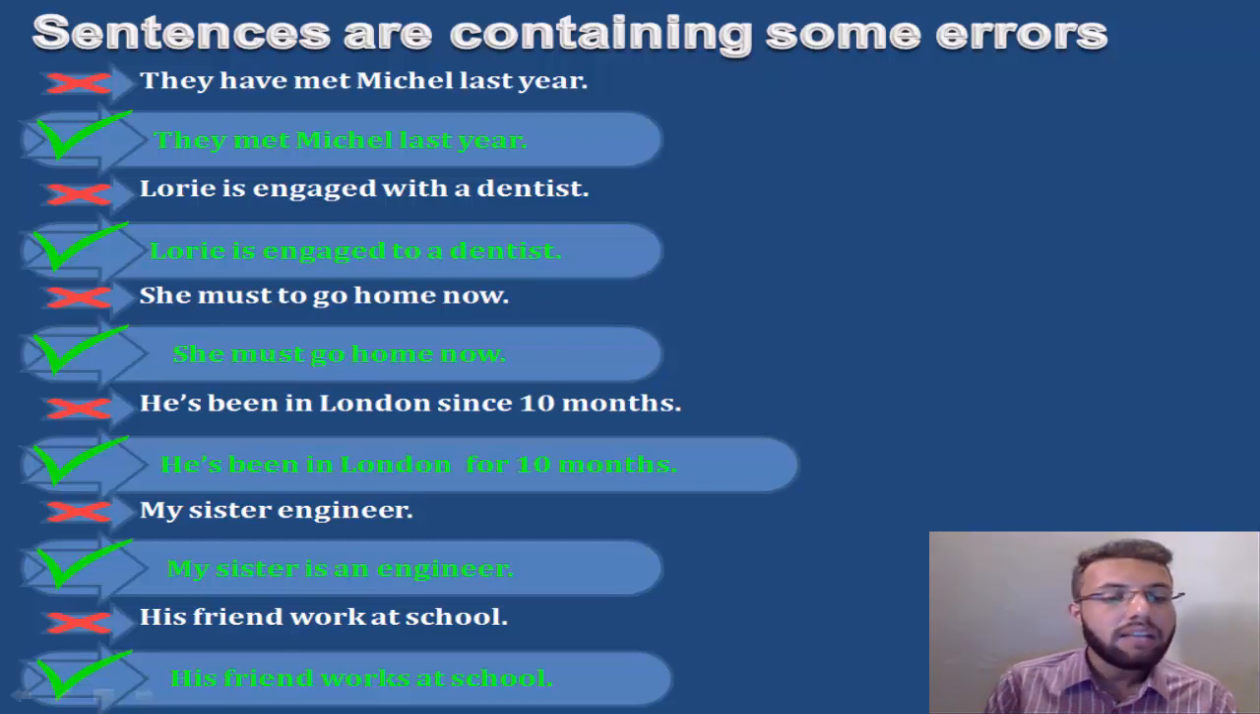All right. Number six, his friend work at school. His friend is again the third person. So in grammar, the principle we use when we talk about third person singular is that we add s or es with the verb. So the subject, his friend, is the third person singular, so we will use s with work. The correct one is his friend works at a school. Alright, we looked at a few example sentences in this slide.